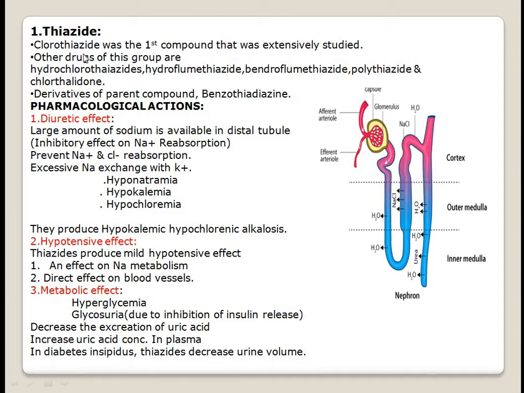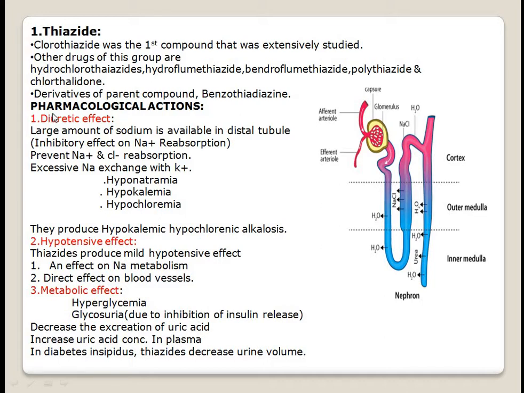First of all, chlorothiazide was the first compound that was extensively studied. And other drugs of this group are hydrochlorothiazide, hydroflumethiazide, bendroflumethiazide, polythiazide, chlorthalidone. So these names end with thiazide. We are learning about the thiazides now. These are the derivatives of the parent compound called benzothiadiazine. Okay, we have to remember these drugs.